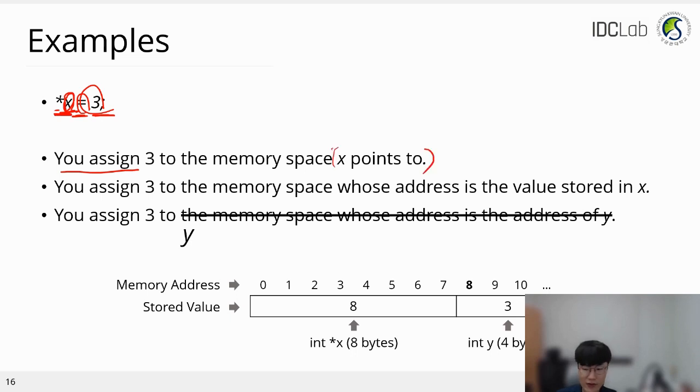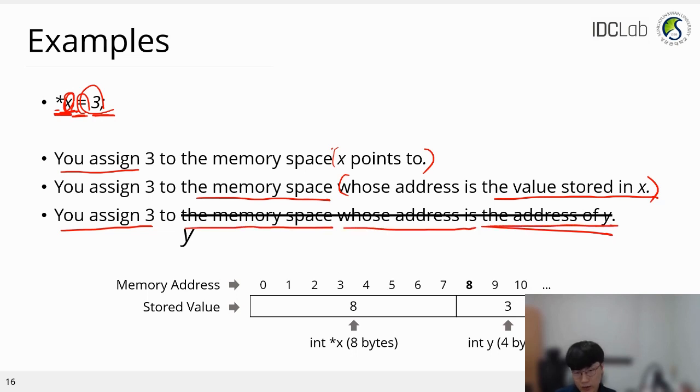This is a high-level interpretation. Let's break it down. You assign 3 to the memory space whose address is the value stored in x. So they are the same. And the value stored in x is actually the address of y. Right? In the previous statement, we assigned the memory address of y as the value of x. So this is equivalent to you assign 3 to the memory space whose address is the address of y. Then this part reduces to just variable y.